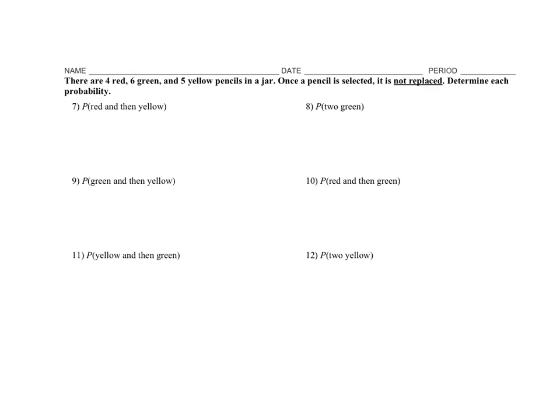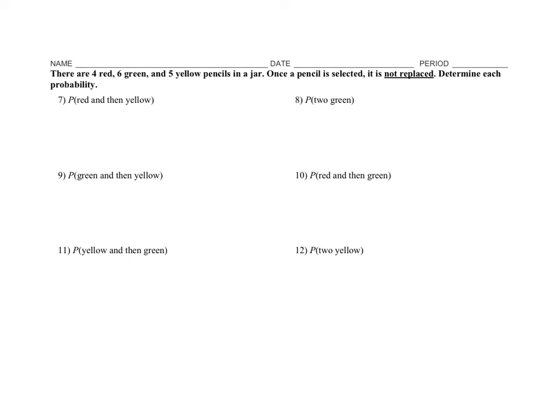So look at number 7. There are 4 red, 6 green, 5 yellow pencils in a jar. Once a pencil is selected, it is not replaced. Determine each probability. But when we go to the next number, everything's back in the jar. Does that make sense? We're not starting from where we left off when we start on number 8 from number 7, okay?